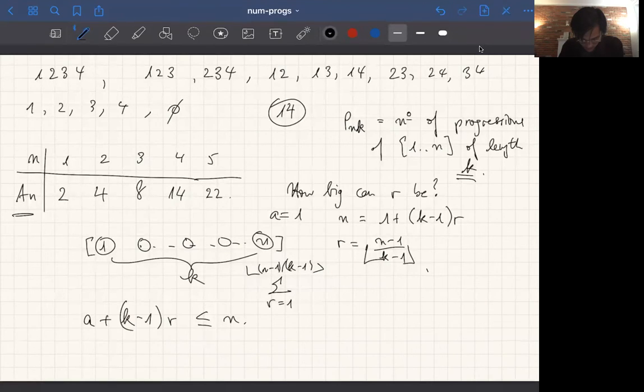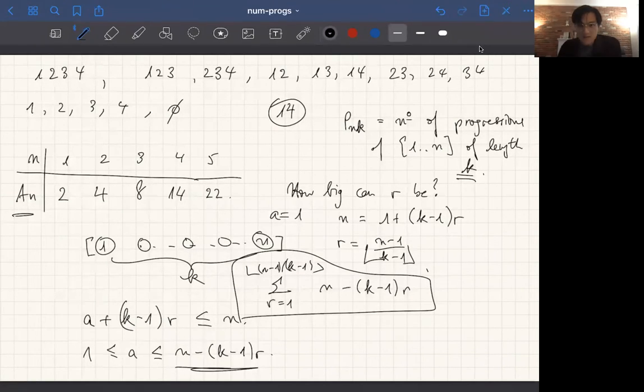So how many choices for A are there? We can just solve for this, right? A is less than or equal to n minus k minus 1 times R. Okay, so that's it. So A is between this and 1, so that means that there are this many choices for A. And so that's what we put in here, n minus k minus 1 times R. Okay, that's kind of messy, but that's how many choices we have. And then in principle, this could just be summed over all k, and we would get these numbers.